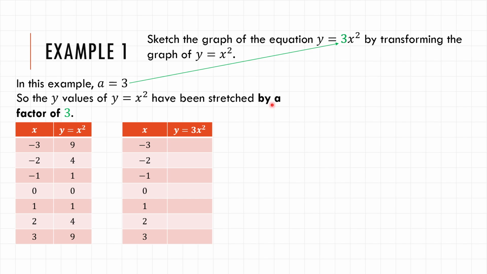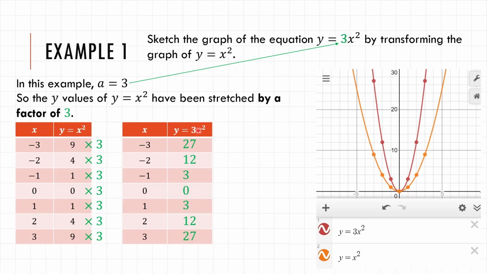So 9 times 3 gets us 27, 4 times 3 is 12, 1 times 3 is 3, 0 times 3 is still 0, 1 times 3 is 3, 4 times 3 is 12, and 9 times 3 is 27. So now I have all my x and my y values. Let's see what the graph of these two parabolas looks like. And there we go. Let's see if my coordinates were good.